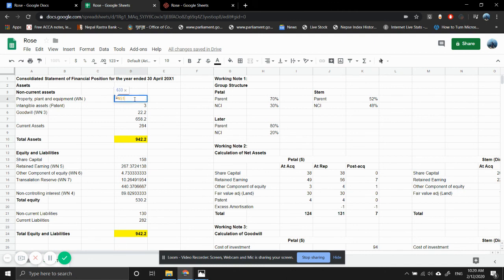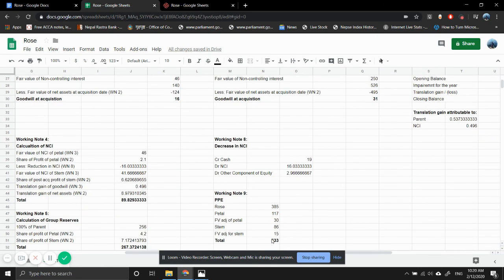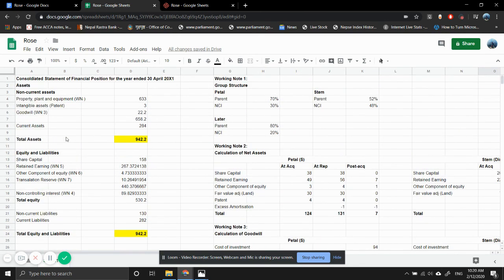So even though this PPE is a non-monetary item, we are translating it using closing rate, right? Remember over here. So this fair value adjustment was translated at closing rate. Why was that? Why did we do that? It could be a question that you might ask. So please do comment down below. Please answer it in comment.